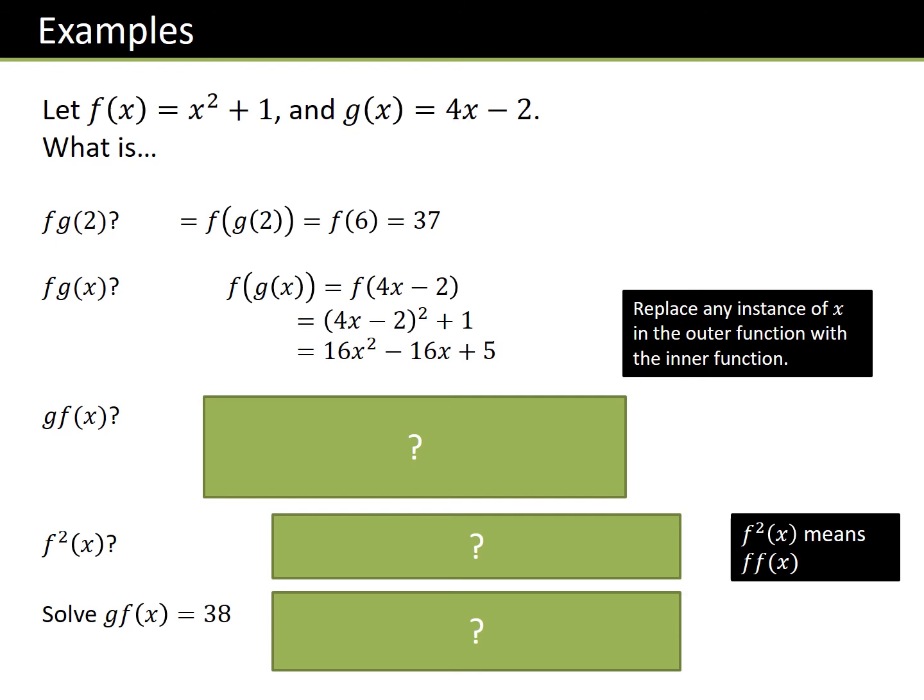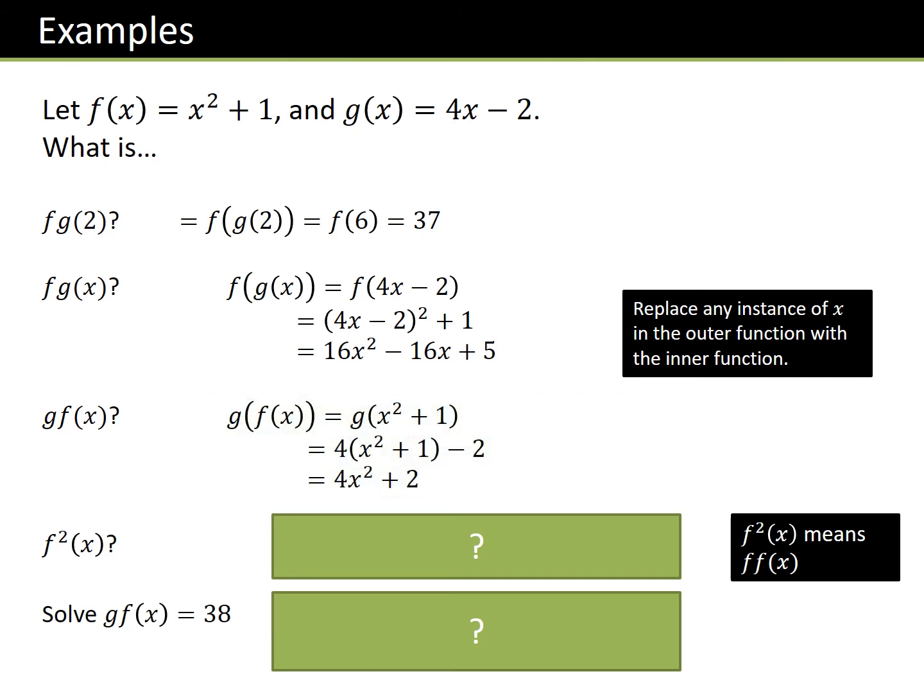So the g of x is what I would call the inner function, and the f part is the outer function. So for this question, I'm doing exactly the same, but in reverse order. So I'm going to apply f first, and then I'm going to apply g to whatever f has outputted. So it's g of f of x. So my f of x is x squared plus 1, and this x squared plus 1 is my new x. So I've got 4 brackets x squared plus 1 minus 2. And if I tidy that up a bit, I get 4x squared plus 2.